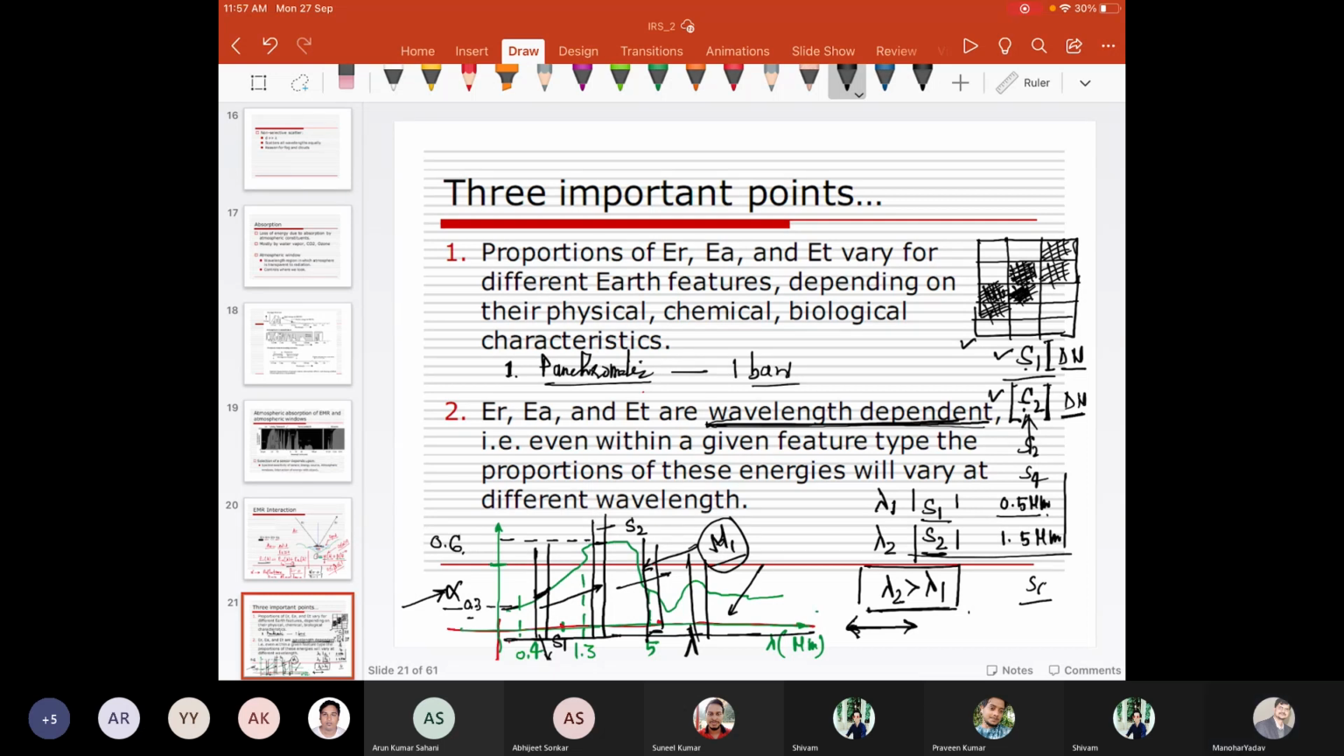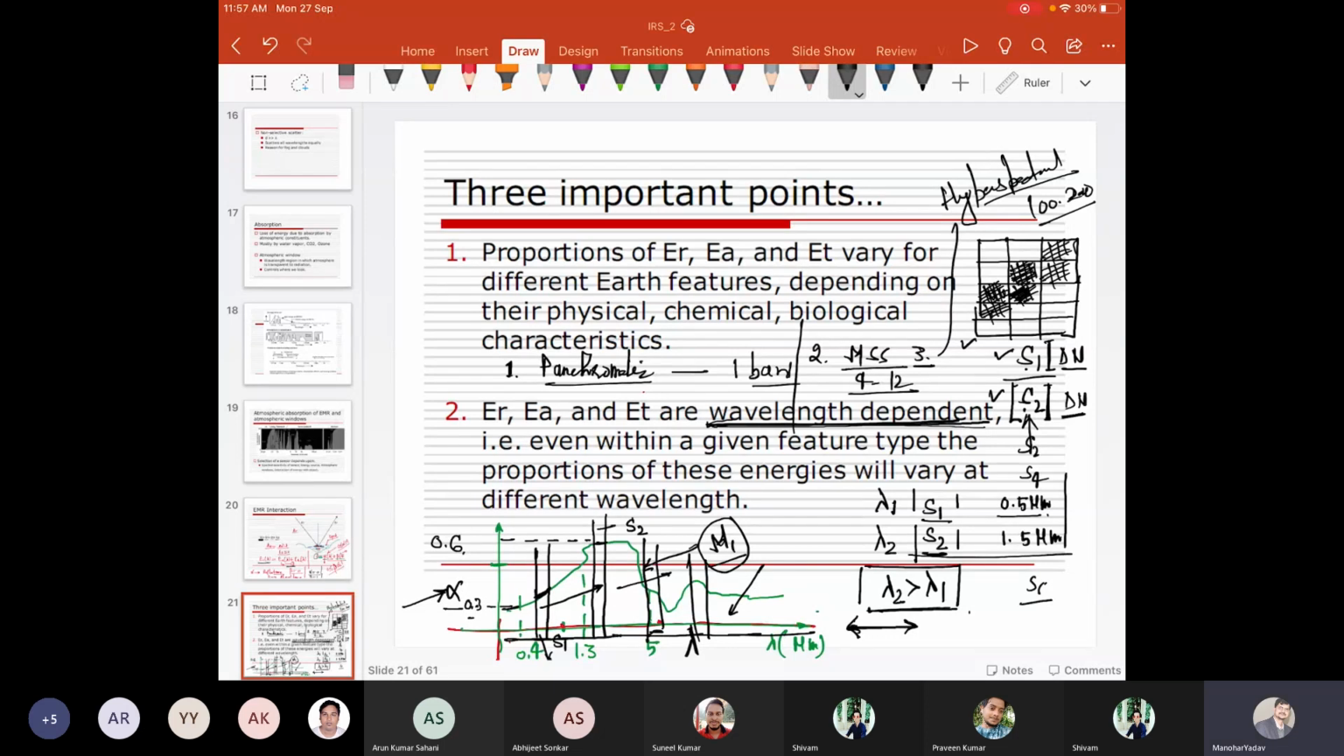Then the second one is MSS, multispectral sensor. We use 4 to 12 number of bands. While the third one is hyperspectral. Third one is hyperspectral remote sensing, where we use 100 to 200 number of bands.